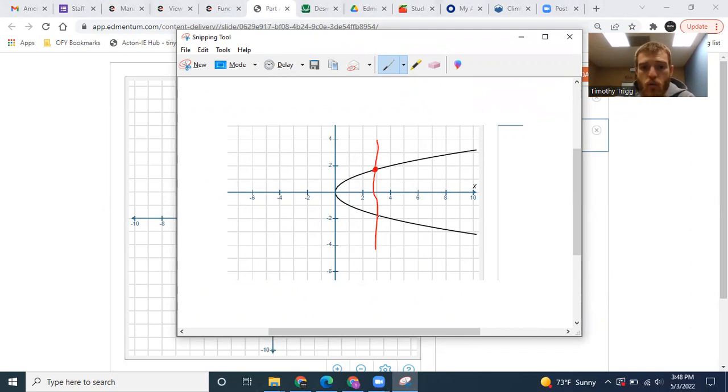Notice it hits the graph twice. It has two different outputs. That means that this is not a function. This is not a function because it fails the vertical line test.